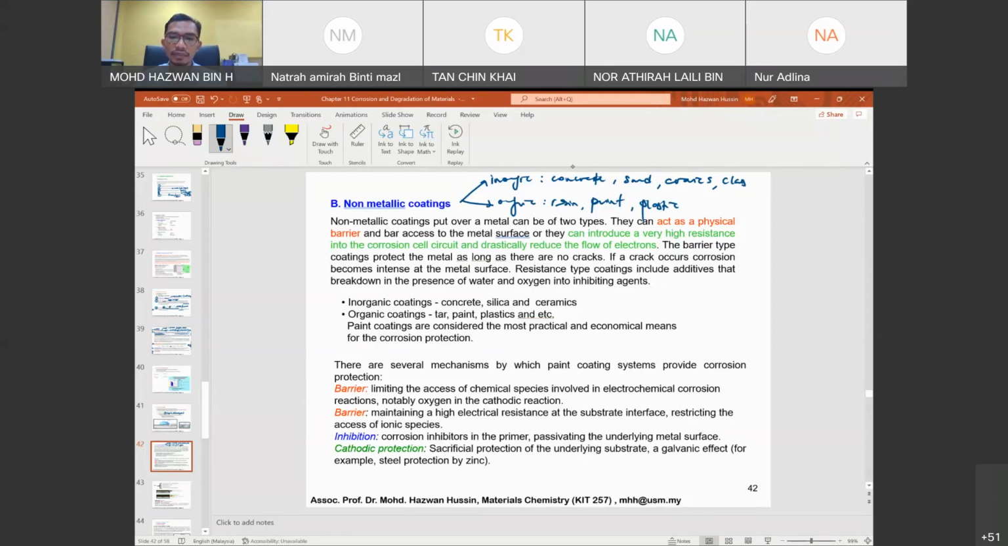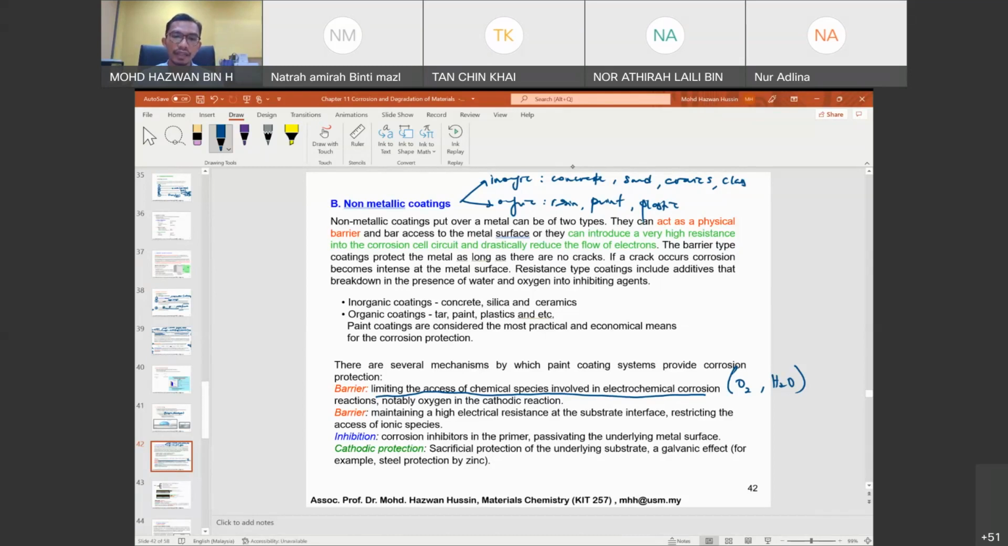Okay. So there are several mechanisms by which a paint coating system provides corrosion protection. The first one is by creating a barrier. It limits the access of chemical species involved in the electrochemical corrosion reaction. So it limits the presence of oxygen and water. Okay. At the same time, it maintains a high electrical resistance at the substrate interface. Okay. Restricting the access of the ionic species. Almost the same.